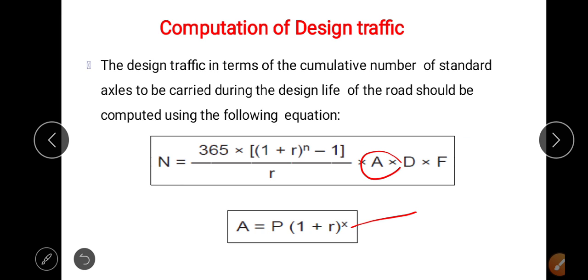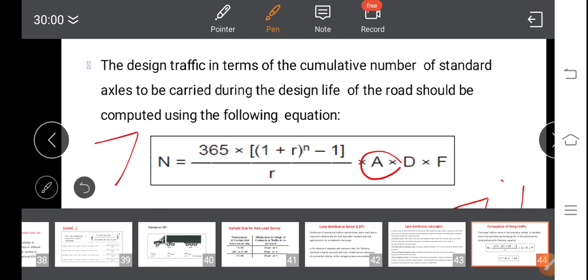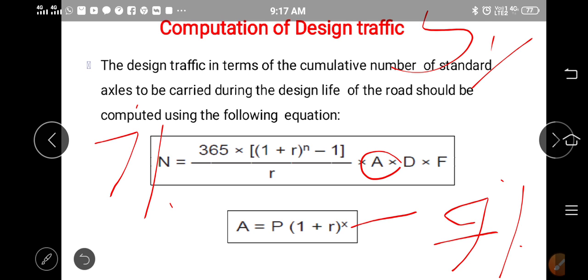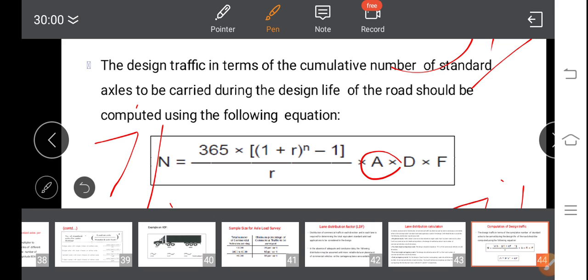Just for example, one I will say. What is r? r is nothing but the rate of growth of traffic in percentage. How the traffic will grow day by day, week by week, month by month, year by year. If a particular value of growth rate is not available exactly, not known, then you can assume 7%. If it is not given, you can assume 7%. But sometimes some author says it may be 5%. I would like to say average 6%. But usually we take 7%.